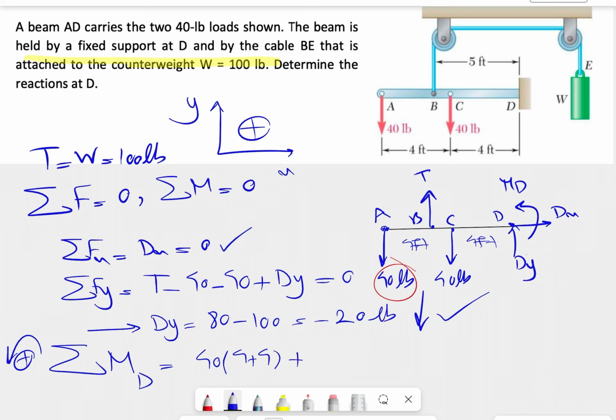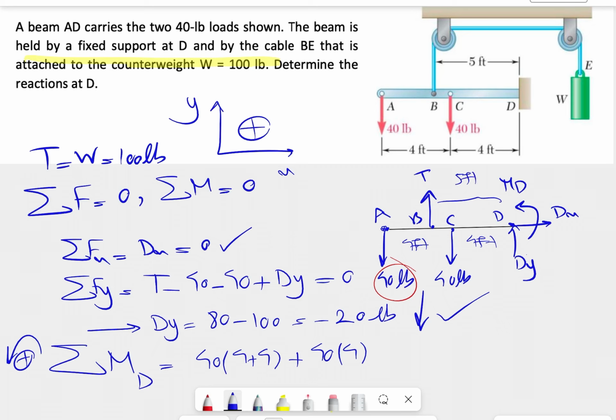Let's go with the other 40-pound force at point C. Again, same direction, counterclockwise moment. This time the distance for the moment will be 4. And the last one, we also know from B to C is 5 feet.